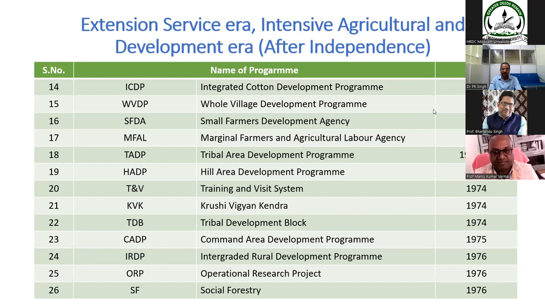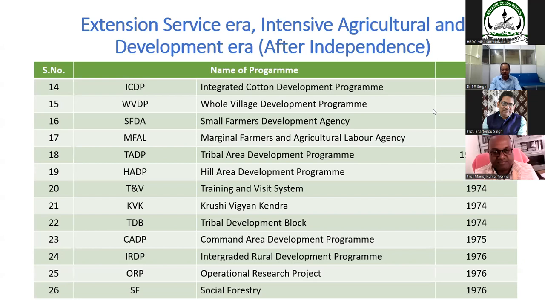Then the Integrated Rural Development Program started in 1976. It is also not functioning very well. Then the Operational Research Project, that is a very good project. At this time, the Government of India emphasized research activities under the farmers' fields, because there is a big difference between fields developed by scientists and farmers' fields. The scientists do all these things in controlled conditions, the farmers in uncontrolled conditions.